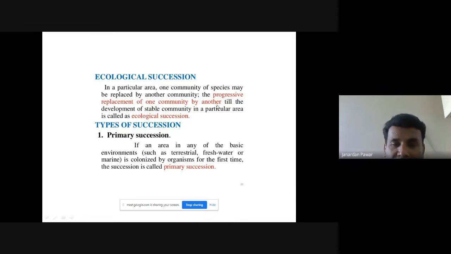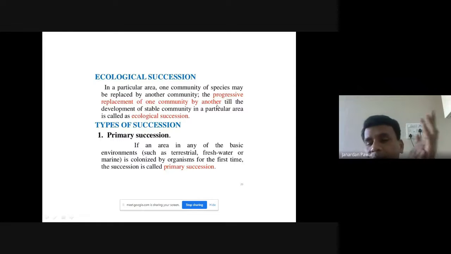And when it takes place, it means one community is going to replace another community for the purpose of progressive replacement, and when it becomes a stable community, it becomes ecological succession. There are different types of ecological successions, and we are going to see them one by one. The first one is primary succession. What do you mean by primary succession? That also I'm going to tell you.